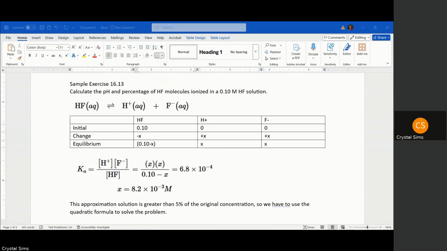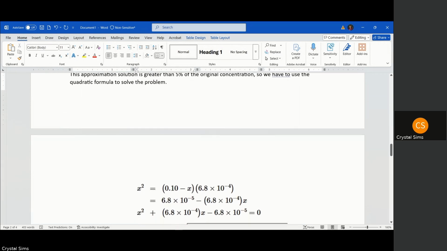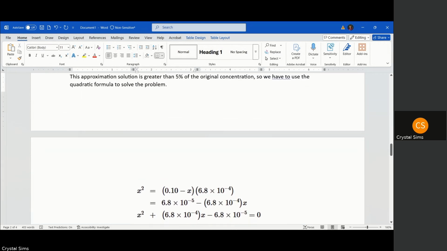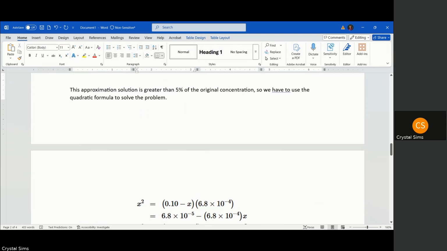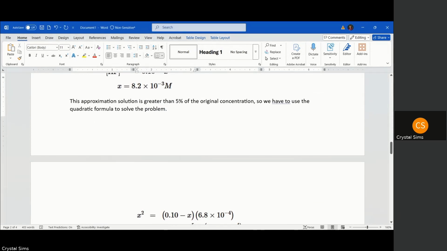Okay? So let's get in there. The first thing we've got to do is set it up in our normal quadratic form. So what I have to do is cross multiply. So I get x squared up here, and that's going to be equal to 6.8 times 10 to the negative 4 times this quantity here of 0.10 minus x. So that's what I've got here.